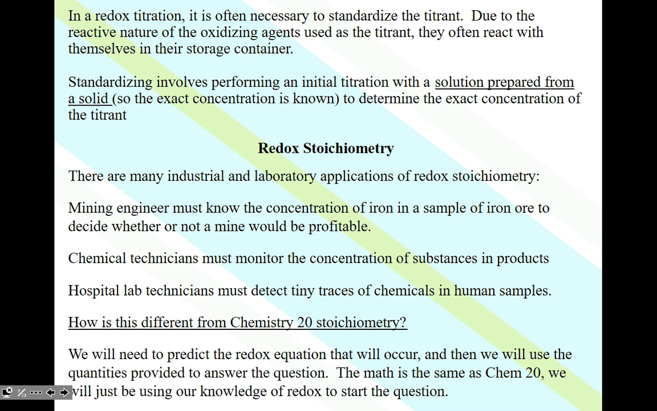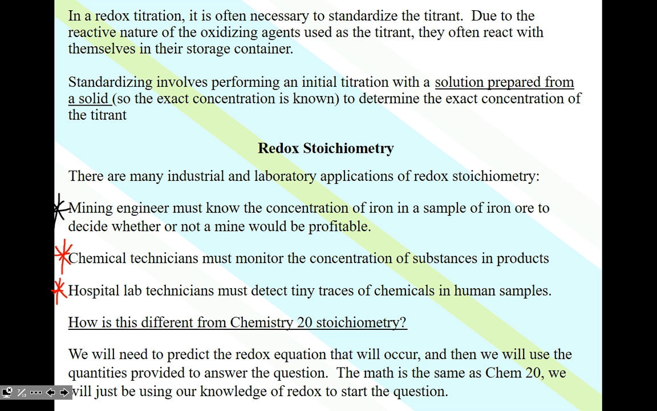There are many industrial and laboratory applications for redox stoichiometry. An example is mining, a type of engineering where you need to know the concentration of iron in a sample of ore to decide whether or not a mine could be profitable. Chemical technicians must monitor the concentration of substances in products. Hospital lab techs must detect any tiny traces of chemicals in human samples.